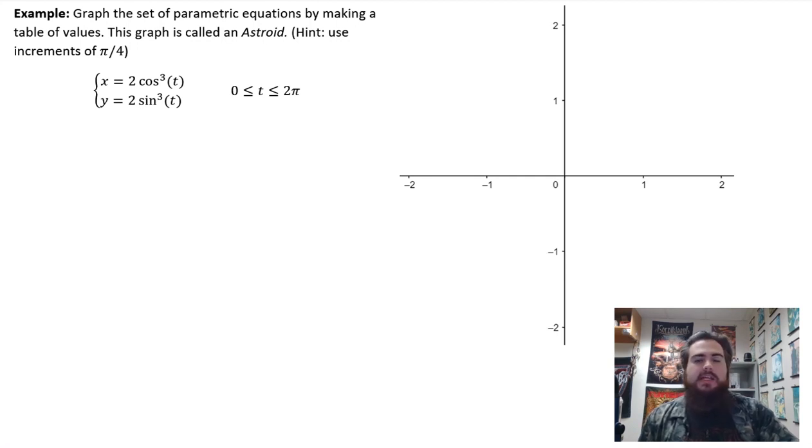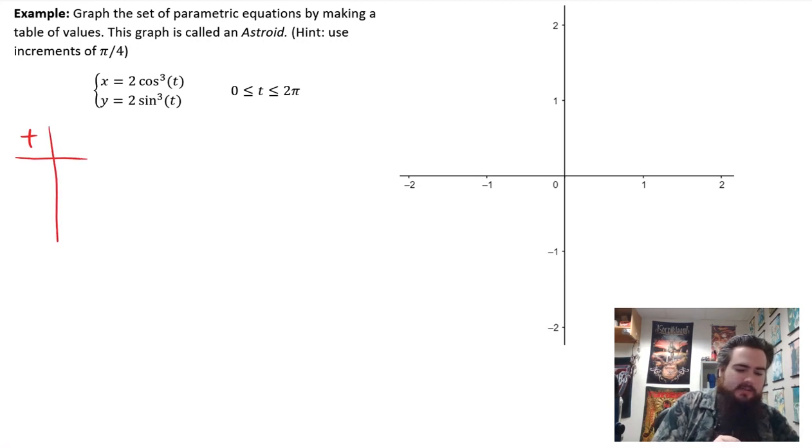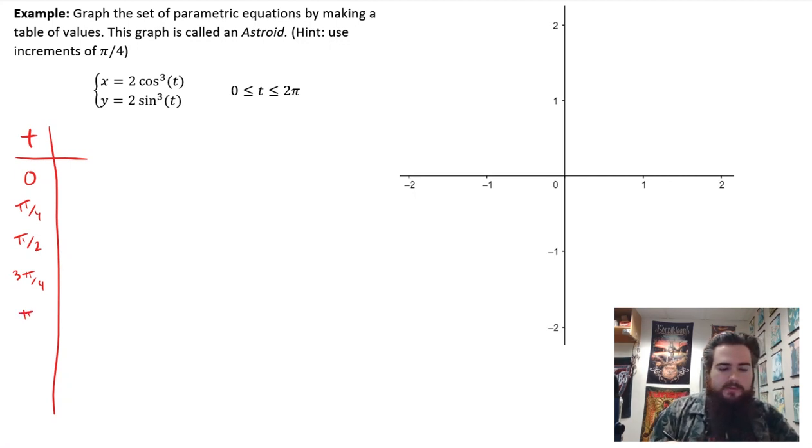We have that t is restricted to be between 0 and 2 pi, and we are also given a hint to use increments of pi over 4. That means that we are likely going to be plugging in values of at least 0, pi over 4, pi over 2, 3 pi over 4, pi, and so on and so forth. We will get our values of x and y back in return.